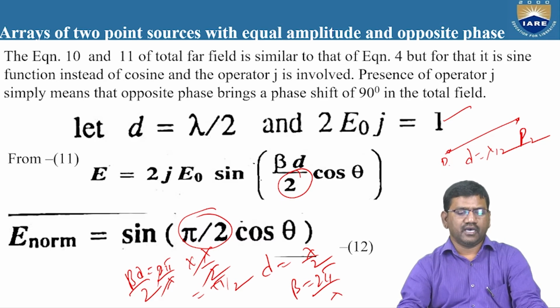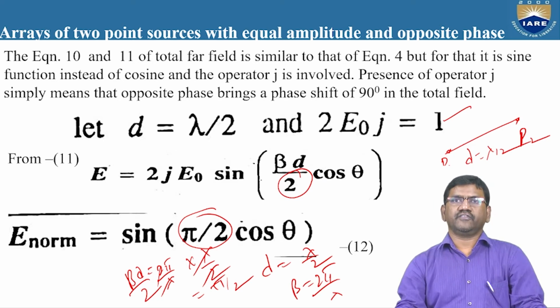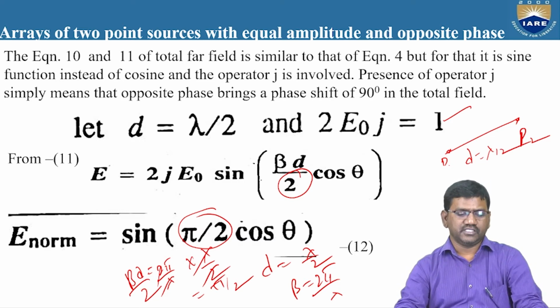That means we are going to normalize this function by assuming 2j E naught is equal to 1. That means the amplitude is taken as 2j E naught is equal to 1. And if we substitute the values of beta and d in the electric field strength, we will get the normalized resultant field pattern, which is given as sine of pi by 2 cos theta.